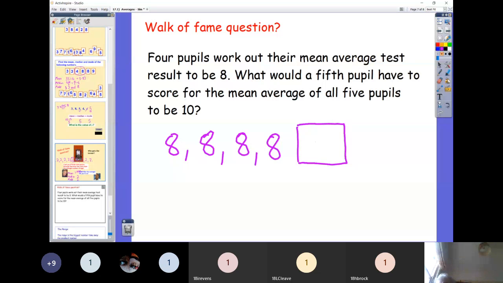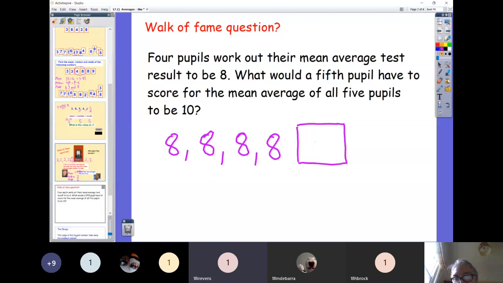So I've worked out what the answer is. If anybody thinks they know, you're very welcome just to unmute and call out what you think the answer is. If not, no big deal. If you can't work it out, I'll do it on the screen in about a minute's time.